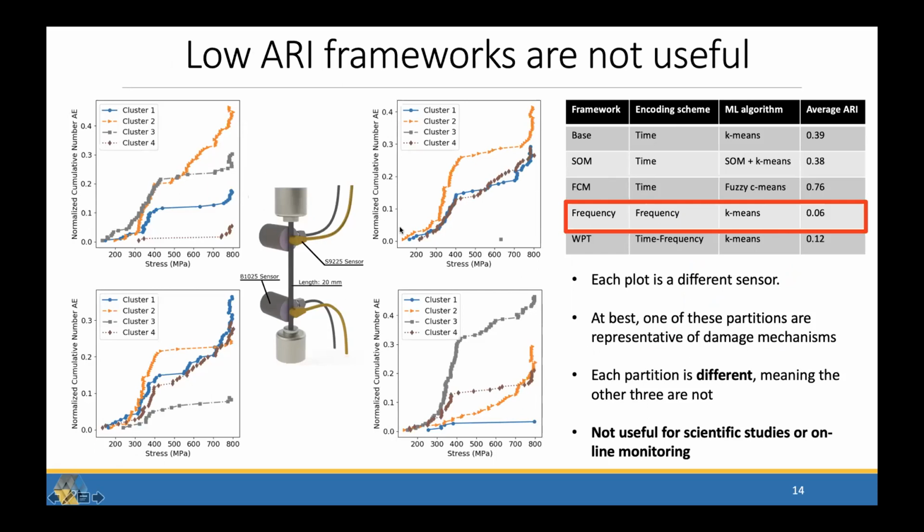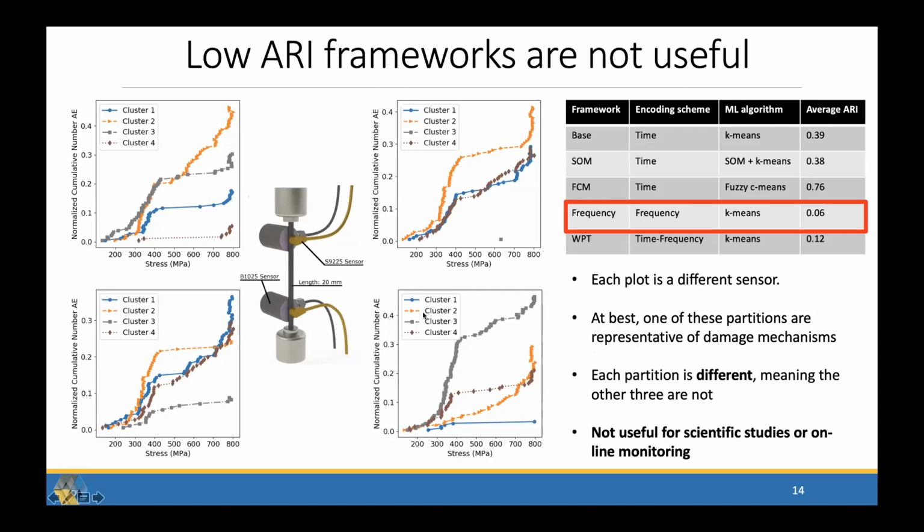And it's looking at clusters of data. You would expect this to be sensor independent. So you would expect all of these to look the same at every sensor. It doesn't matter which sensor collected the data, you should get the same answer. And you don't. So each partition is different, and they don't follow the chronology that we expect. So none of these are picking up true damage mechanisms, these low ARI frameworks.